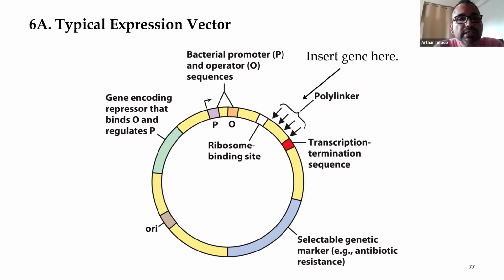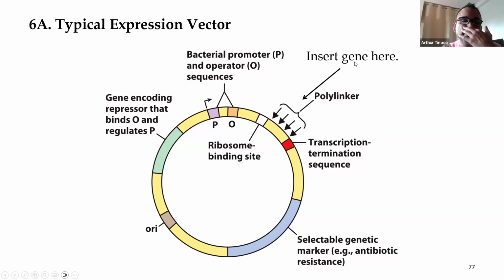All right, so let's look at a representation of a typical expression vector so we can see the components and some of the things that we just mentioned. All right. So you have the ORI site here. You have a site for the ribosome binding site that's going to facilitate the translation. These bacterial promoter and operator sequences here. You have a site where you want to introduce your gene.